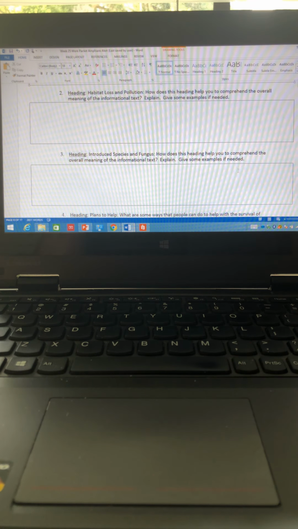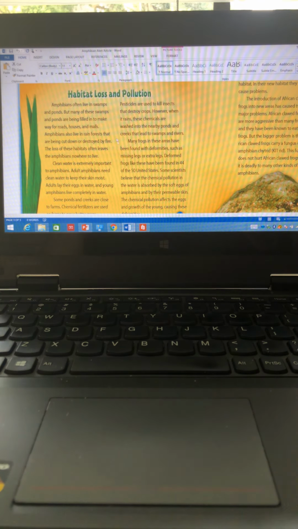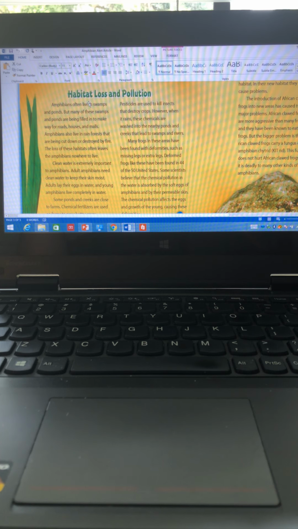Your second question for today is a heading, one of our text features. It's called Habitat Loss and Pollution. How does the heading help you to comprehend or understand what the text is teaching you? And you have to explain. Give me some examples. So if I'm looking at that heading called Habitat Loss and Pollution, I've got to think about the heading. How does it help me to understand what's happening to these important amphibians?